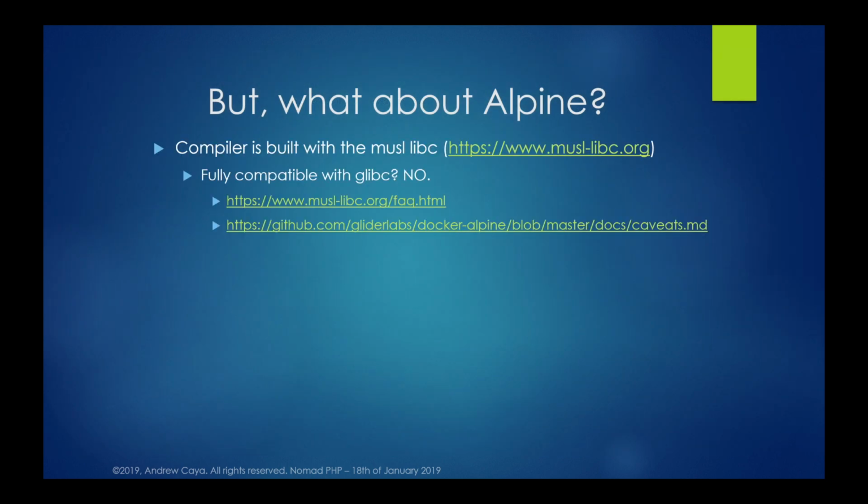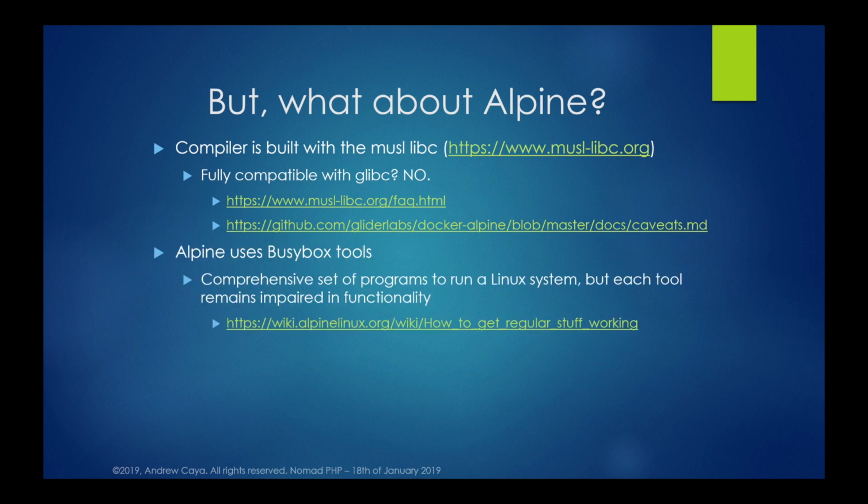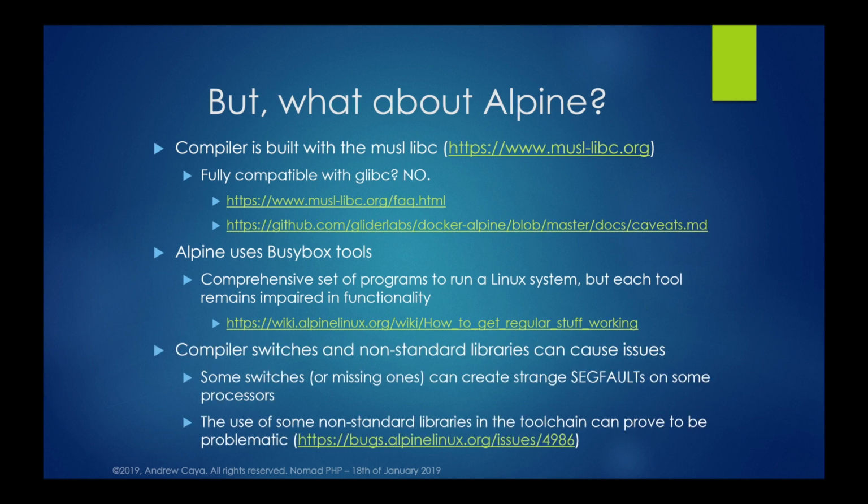So what's up with Alpine? Well, Alpine uses a version of the libc library which is named musl. Musl is not compatible with glibc. Moreover, it uses BusyBox. Although BusyBox is a comprehensive set of programs to run a Linux system, it remains impaired in functionality. So when you start combining non-standard libraries with some compiler switches, well, you're sort of asking for issues.